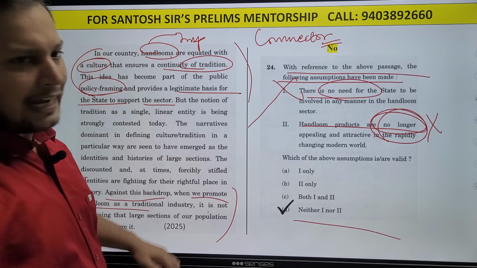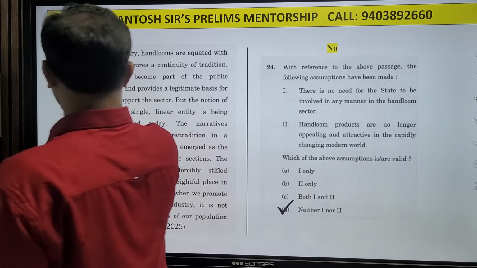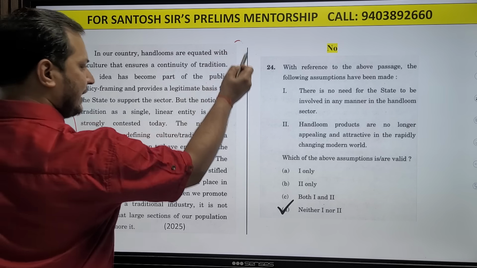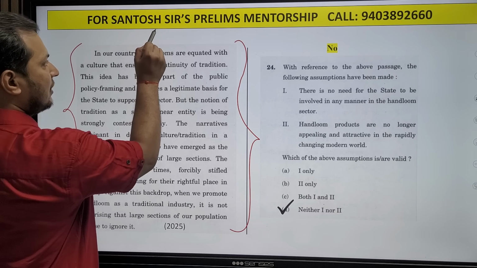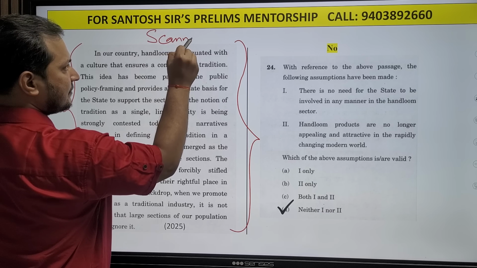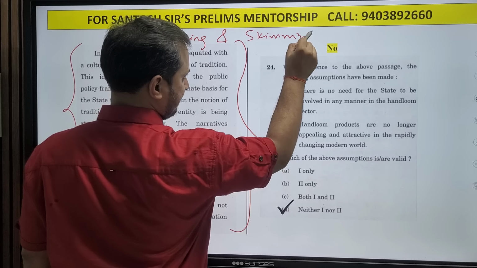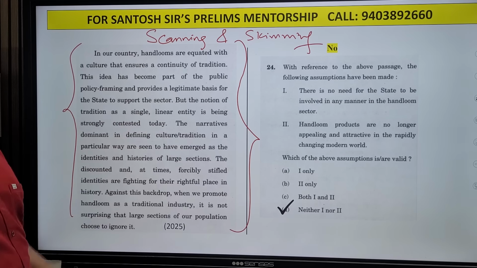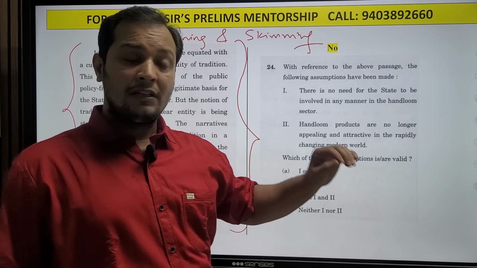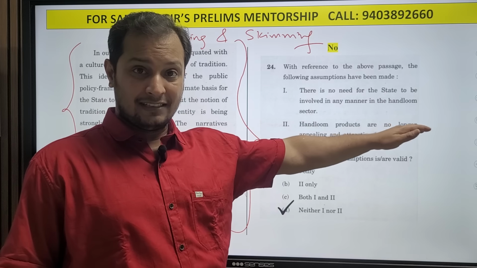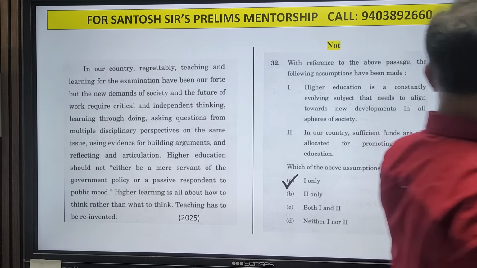Guys, in the entire passage, sometimes you do not have time to read each and every word. So how to do fast reading? There is something called scanning and skimming. At the end of this session I'll tell you which words you have to look for. So please stay till the end. That is really very important. Okay, let us go to the next passage.